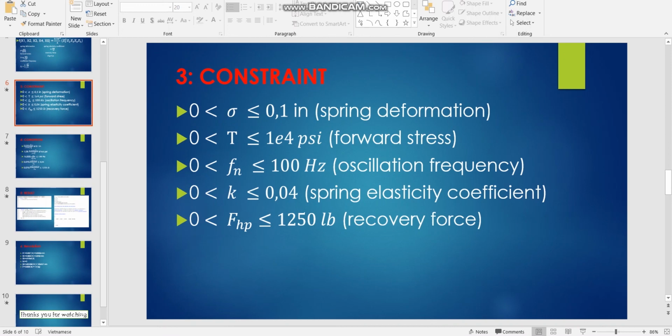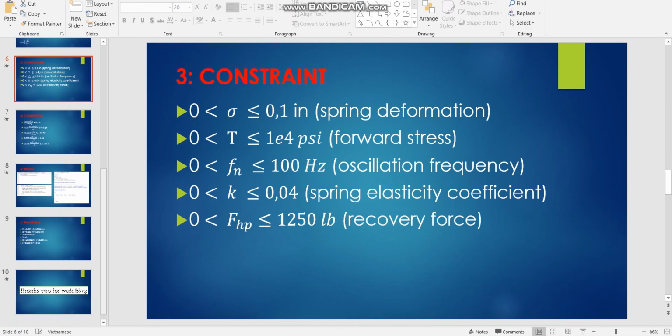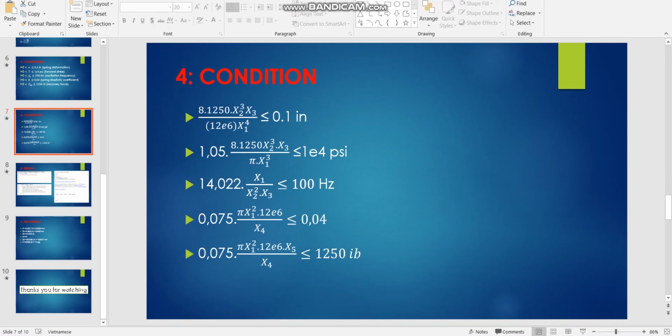Next, we come to the constraint functions. The first is the spring deformation function. It has a limit from 0 to 0.1. Next is forward stress from 0 to 1e for BSI. The oscillation frequency from 0 to 100 Hz. The spring elasticity coefficient from 0 to 0.04. And finally, the recovery force from 0 to 1,250 bar. The next part is the presentation.